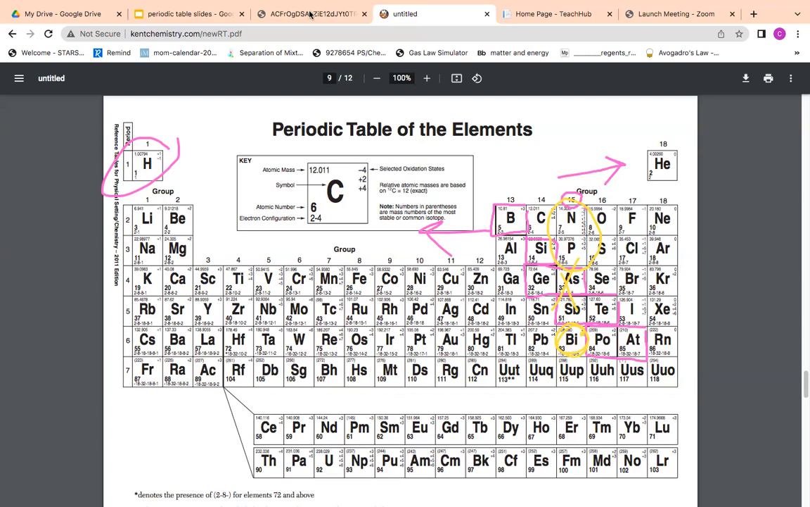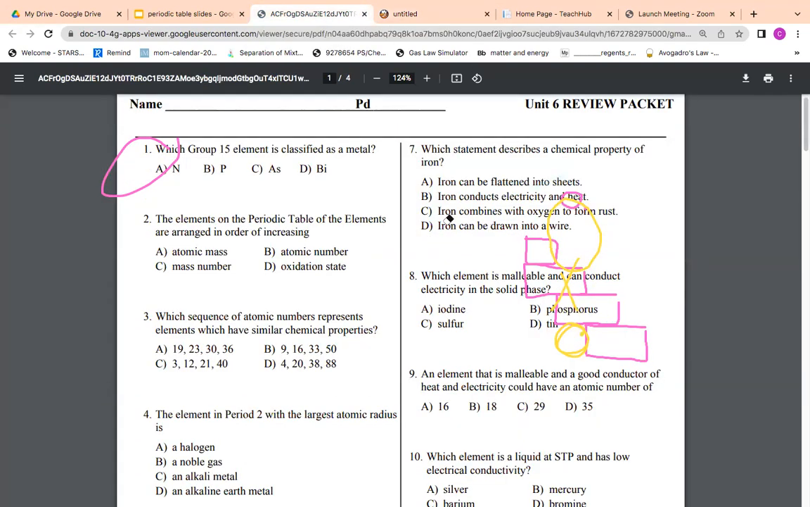Let's go back over here. Let me get rid of all this nonsense. Okay, so we want to go with bismuth. Nah, I don't like that.